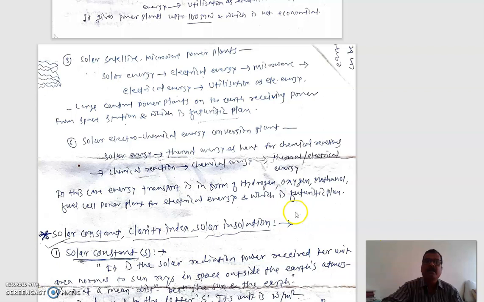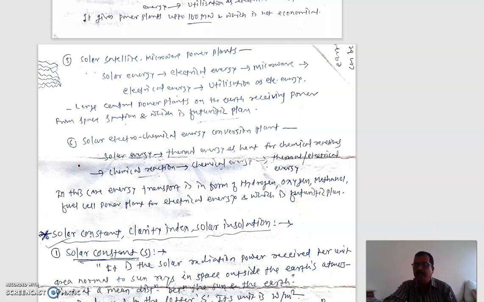Then sixth chain, solar electrochemical energy conversion plant. In this case, solar energy is converted into thermal energy as heat for chemical reactions. Then there is chemical reaction, then we get chemical energy, and finally thermal or electrical energy. Energy transport is in the form of hydrogen, oxygen, methanol, fuel cell power plant for electrical energy, and which is also a futuristic plant.